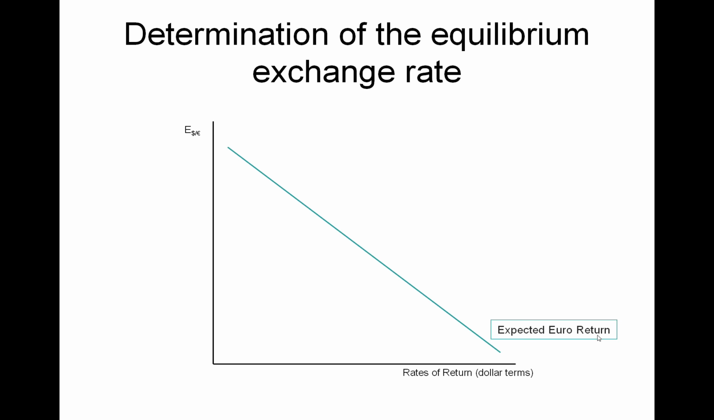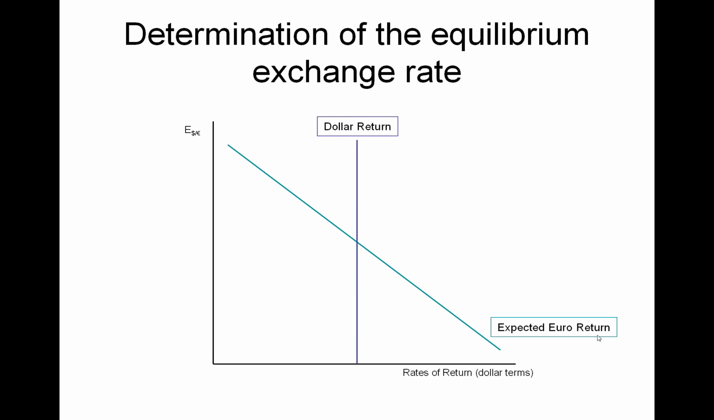Okay, so this is how we graph the expected returns on the euro deposit in terms of dollars. And now we're going to add the returns for the dollar accounts as well. So again, we have a negative or downward sloping expected euro return line.